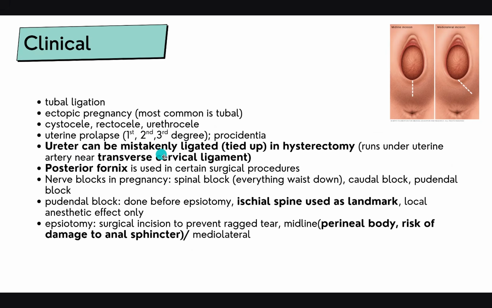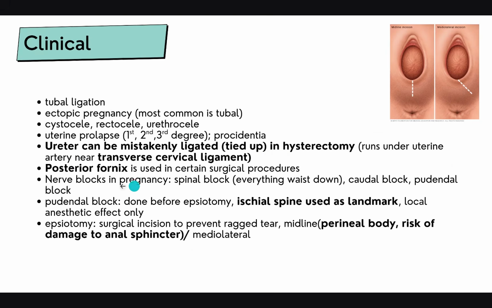Now, as I mentioned before, the ureter and the uterine arteries lie really close to each other near the transverse cervical ligament. So anytime someone is having maybe a uterus surgery or maybe a ureter surgery, these can be mistakenly ligated or tied up, which can lead to complications. Okay, and then we talked about, yeah.